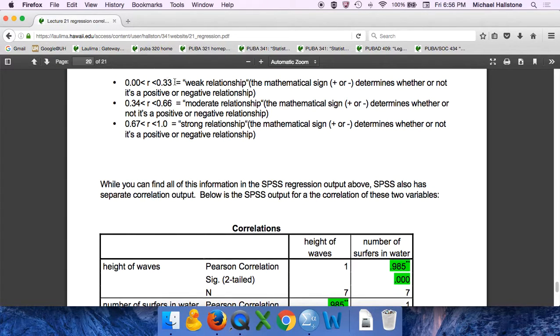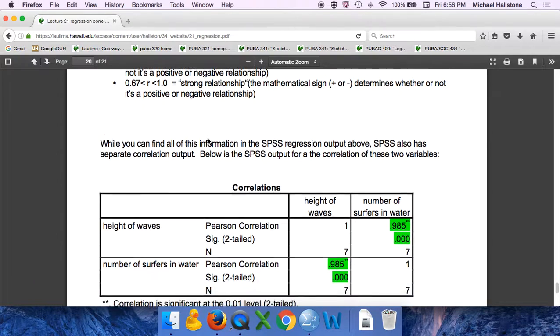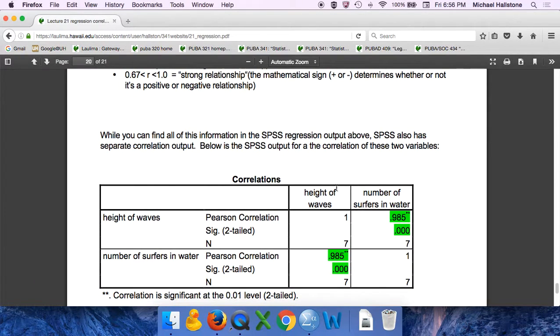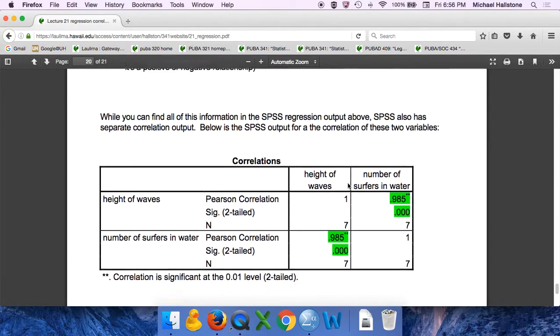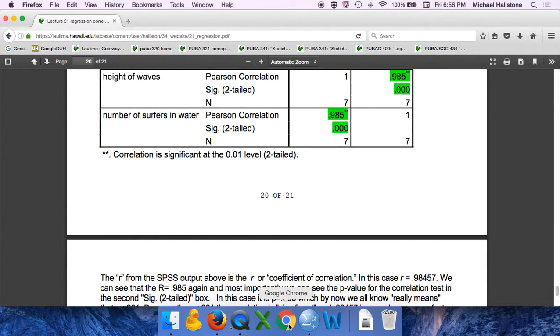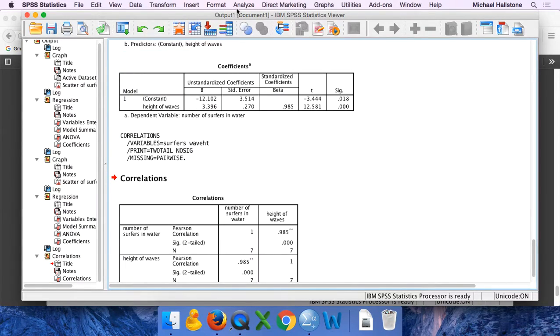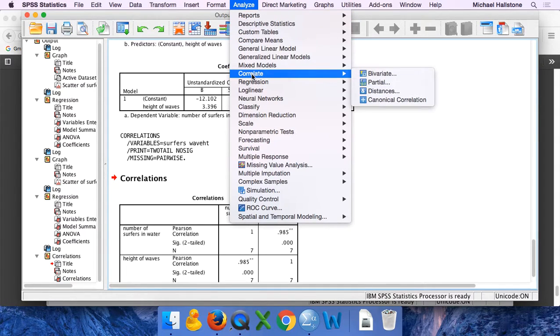Remember that r is not a percentage. This is not the same thing as R squared. Okay? So remember that. So real quickly, in SPSS, we go Analyze, Correlate, Bivariate.